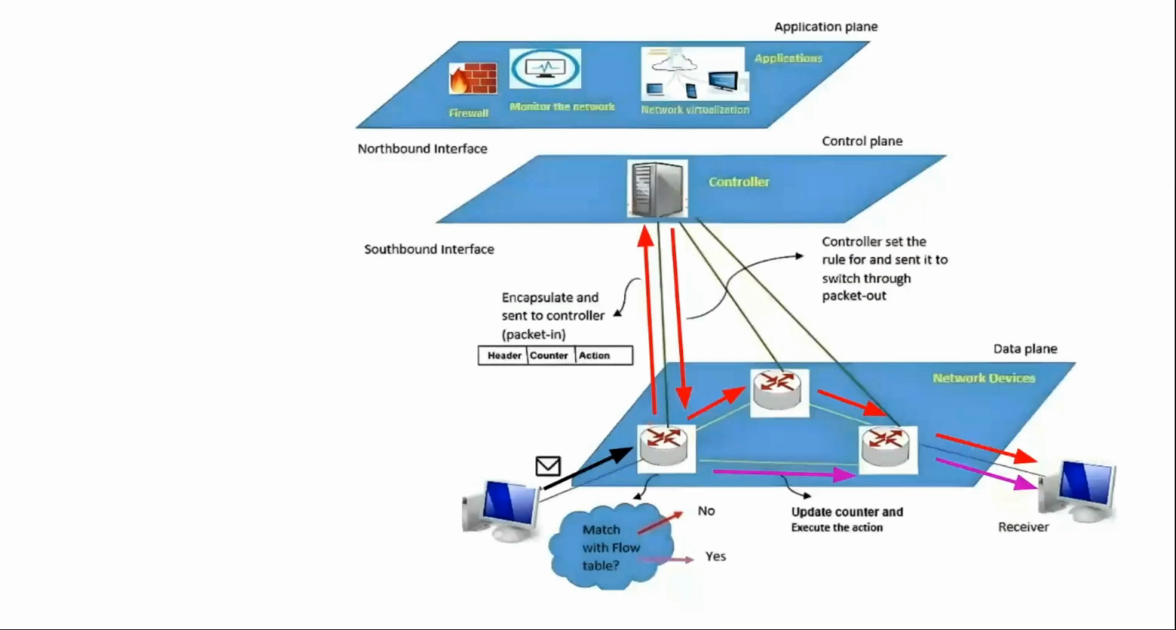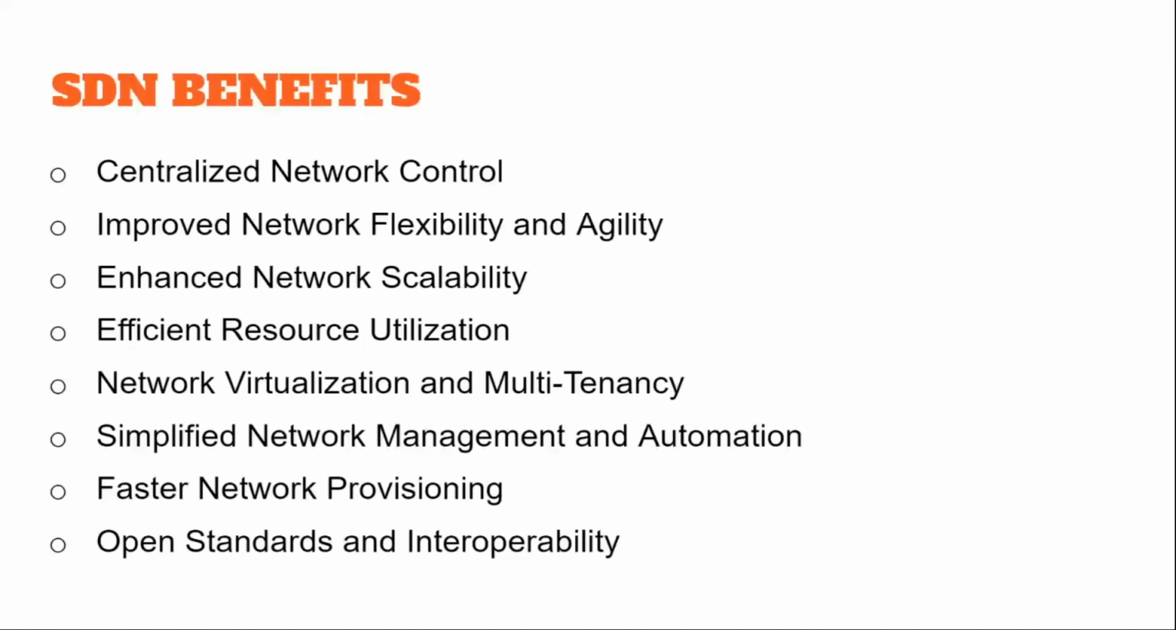From all this, we can arrive at a lot of benefits that SDN has over traditional networks. The first thing, of course, is centralized network control, right? Because as we already saw, the traditional network is decentralized. Every switch is controlling it the way it wants to. But here we have a centralized controller controlling the network. So centralized network control is a benefit.